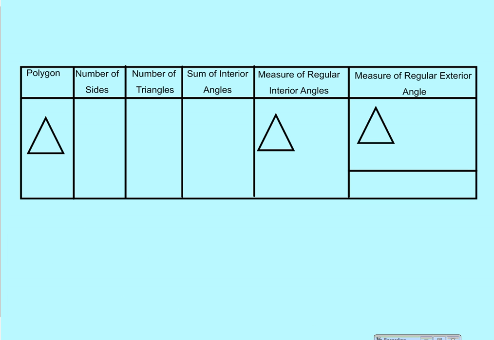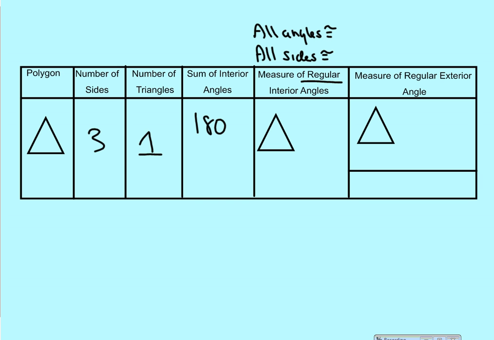So if I've got a polygon, the number of sides would be 3. The number of triangles created will be 1. The sum of the interior angles: it is a triangle, so that means it's going to be 180. The measure of a regular interior angle: if it's regular, that means all sides are congruent and all angles are congruent. The name we know for a regular triangle would be equilateral or equiangular. So the measure of regular interior angles would be 60, 60, and 60.